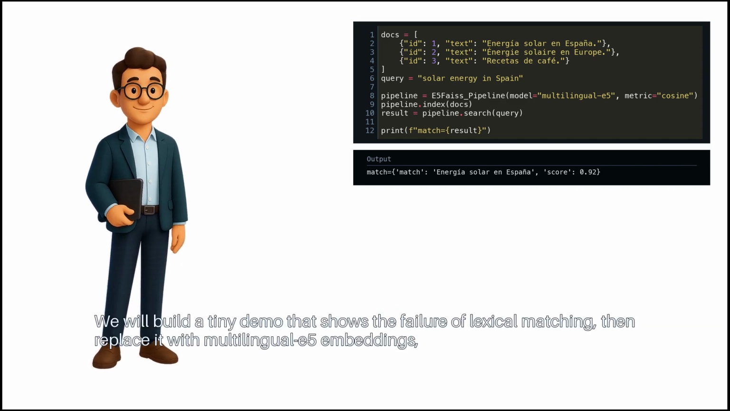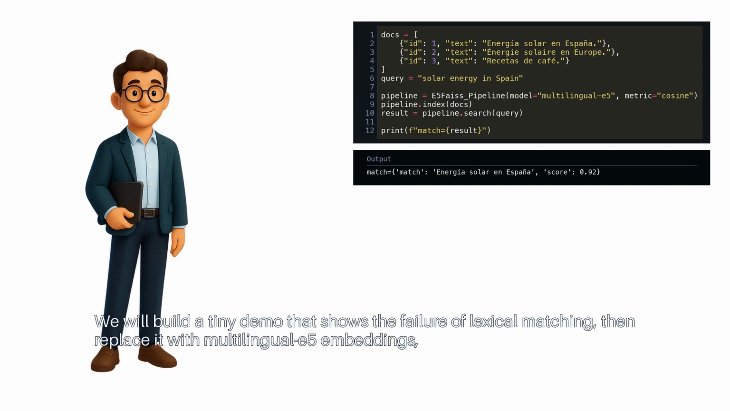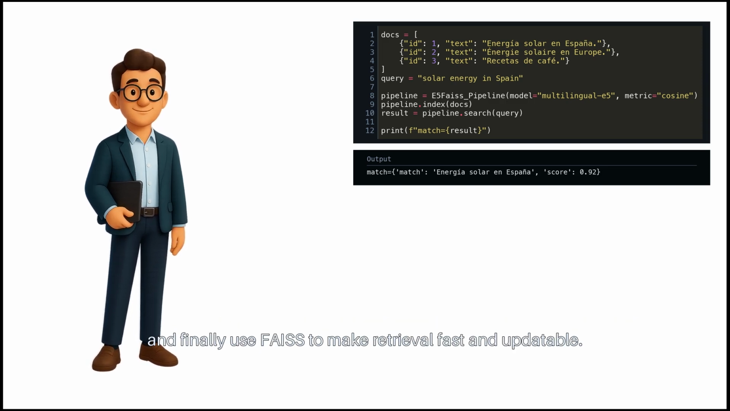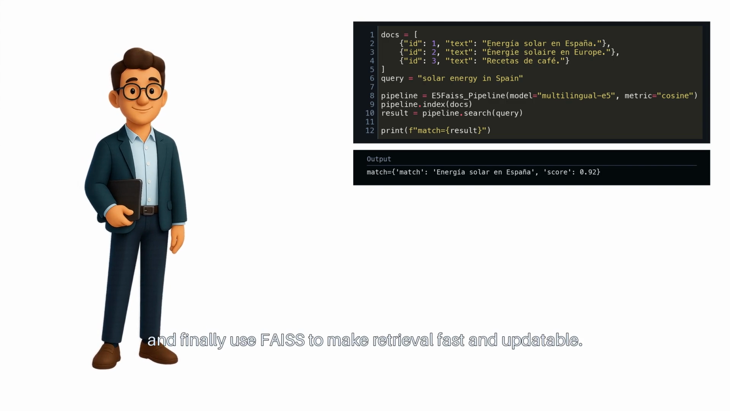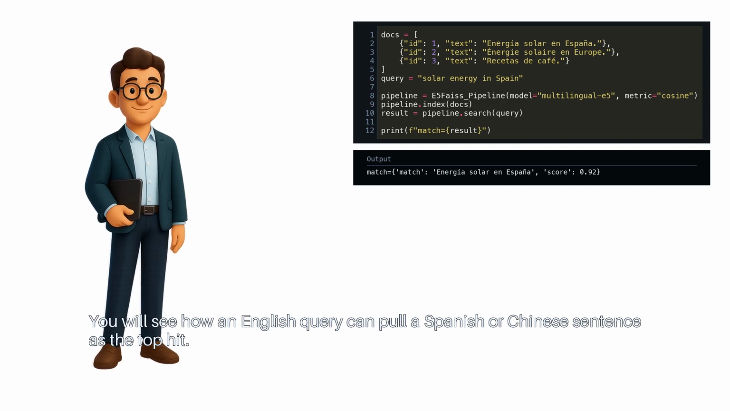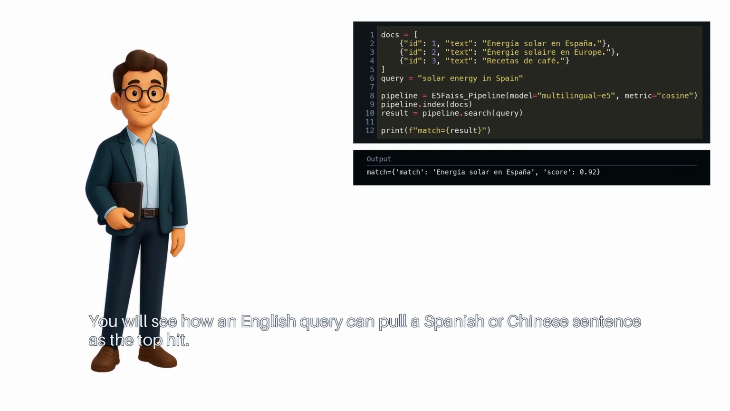We will build a tiny demo that shows the failure of lexical matching, then replace it with Multilingual-e5 embeddings, and finally use FAISS to make retrieval fast and updatable. You will see how an English query can pull a Spanish or Chinese sentence as the top hit.